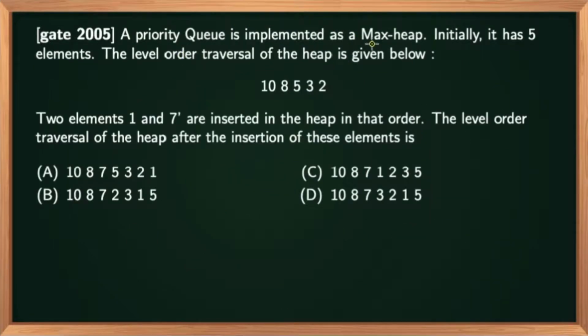A priority queue is implemented as a max heap. Initially, it has 5 elements. The level order traversal of the heap is given below.